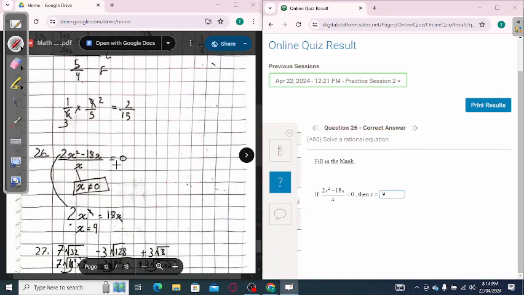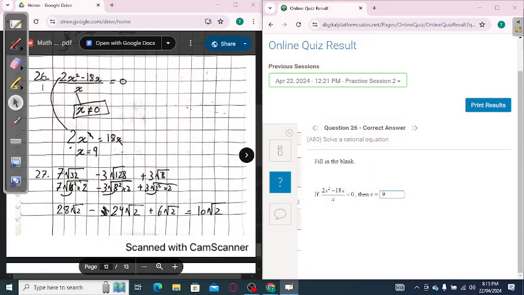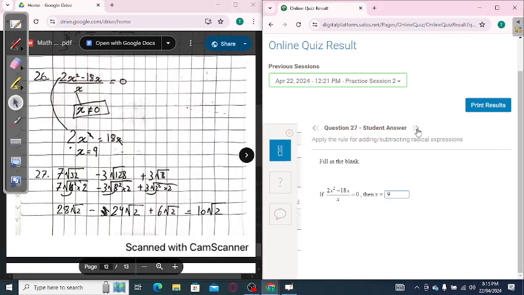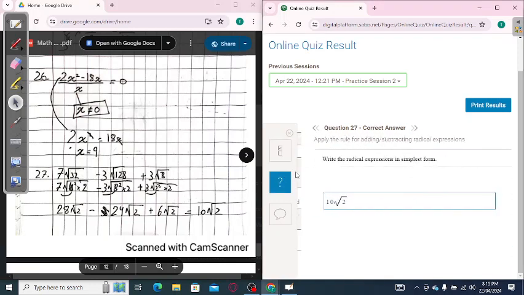Or what you can do, you can set this whole thing equal to 0 as I did here, and then take 18 to the other side. You take 18 to this side, so you'll have 2x squared equals 18x. You cancel the x's and then you divide by 2, so you'll have x equals 9. It's the same method, just that's the method I use. It depends on things. Okay, so we just have, I believe, two questions left and then we're almost done.